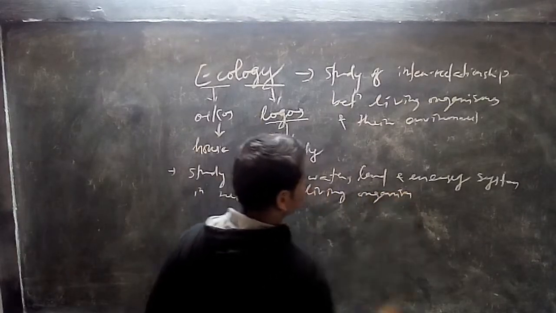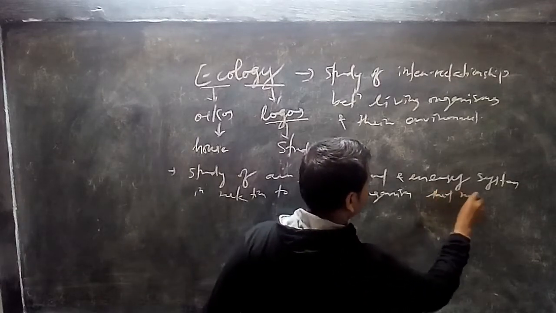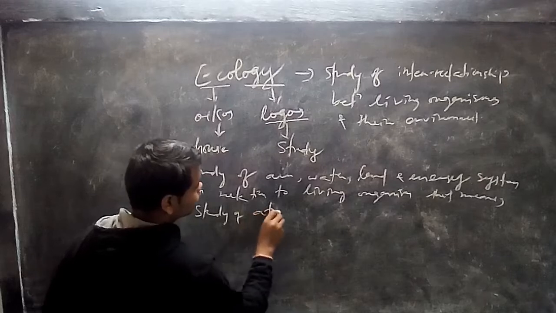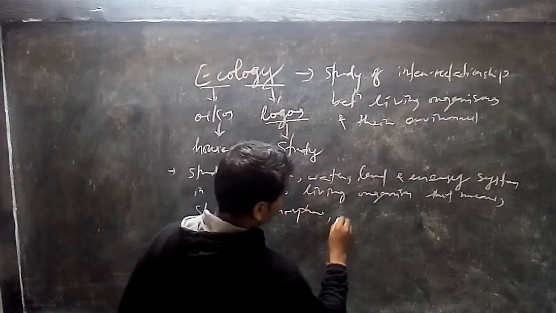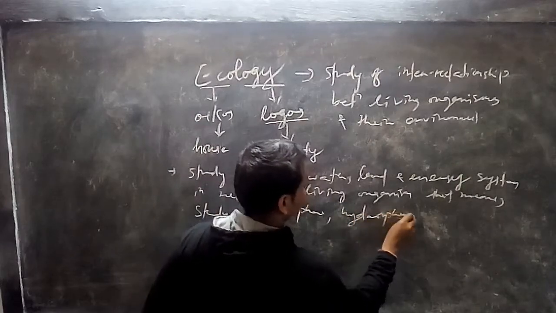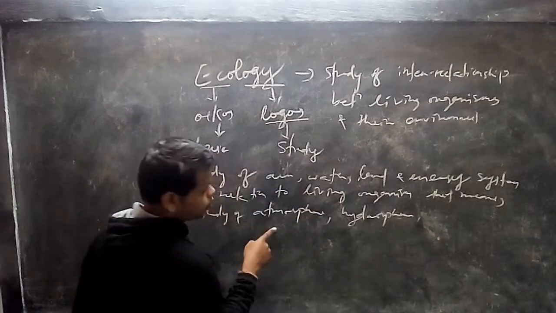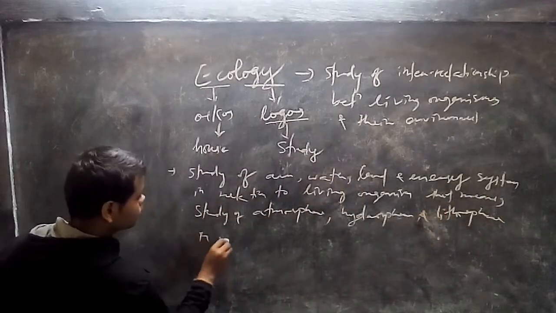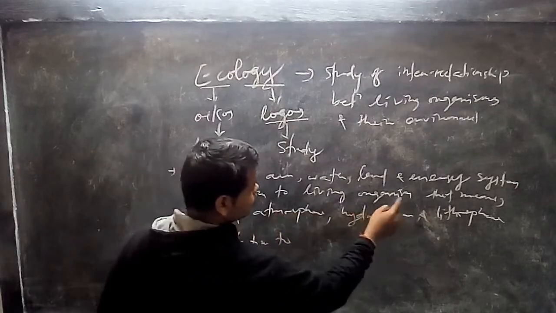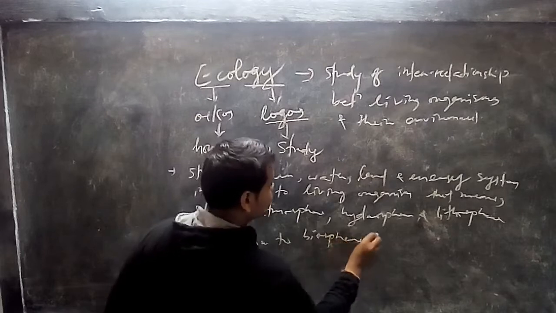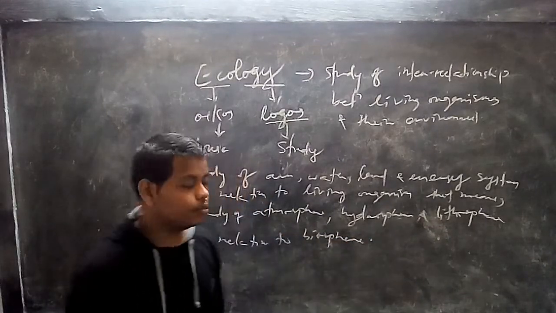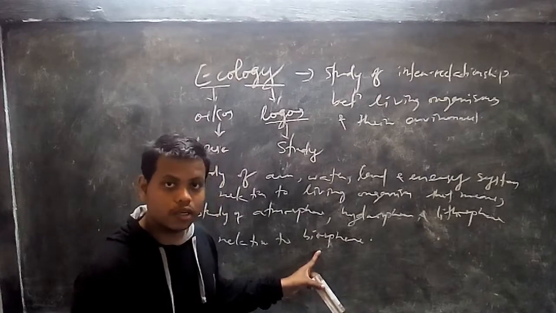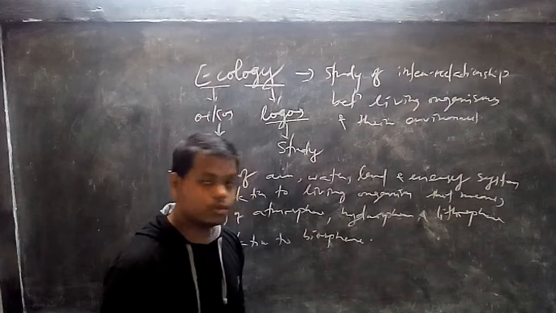Air refers to atmosphere, water refers to hydrosphere, and land refers to lithosphere. Study of atmosphere, hydrosphere and lithosphere in relation to living organisms refers to the biosphere. Biosphere is an area where these three things interact or are mixed with each other. At that area, life is possible. We living organisms are living in the biosphere, where atmosphere, lithosphere and hydrosphere are mixed.